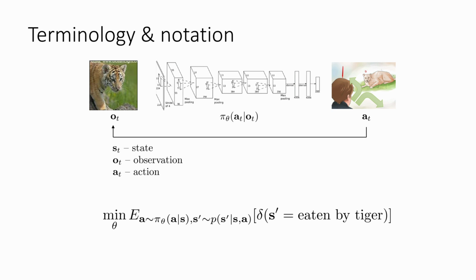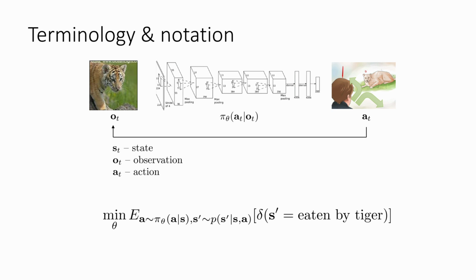This is a delta function. This function is 1 if you're eaten by the tiger and 0 otherwise. It's a function of your next state S prime. Your next state S prime is distributed according to P of S prime given S, A. Your A is distributed according to A given S. And you're just saying, find me a policy such that this expected value is small, which means that in expectation, you're not going to get eaten by a tiger. So this is an overly mathematically complicated way to say, do the thing that doesn't get you eaten.